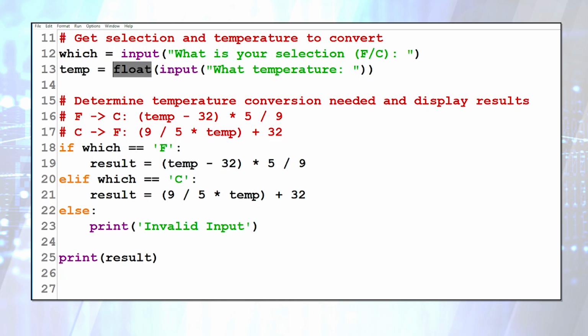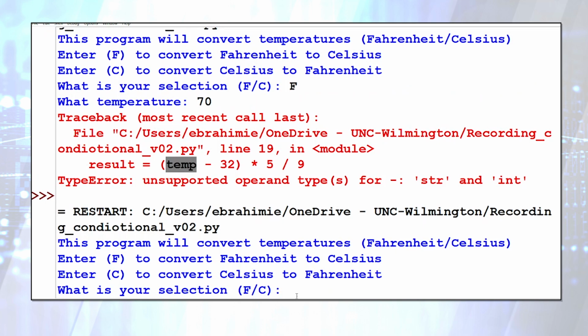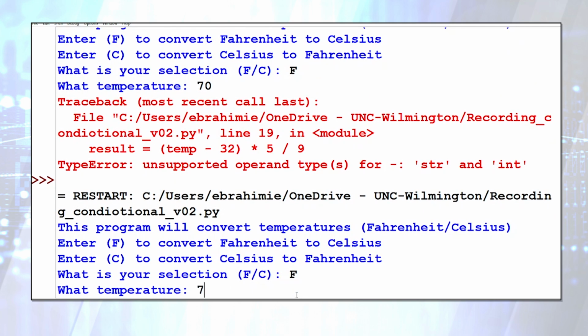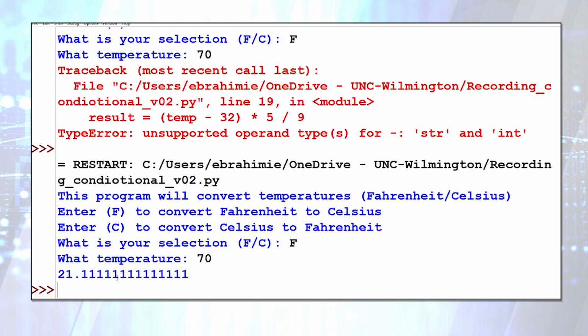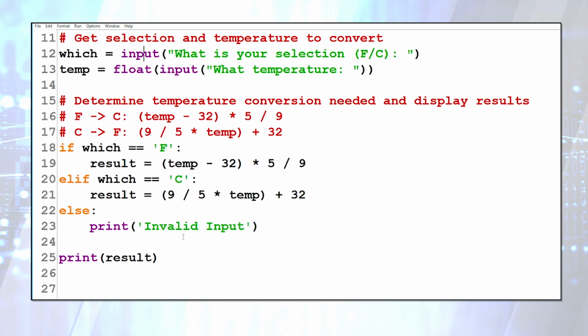So I'm going to convert that to float, but we are going to keep the selection as a character, as a string, because we are looking for a character. We want to have F or C, so we are going to keep it a string type and not convert this one. So let's run again, F, the temperature, we are going to put 70, and then here we go. So we have 21. So 70 degrees in Fahrenheit is going to be 21 Celsius, okay? So you're going from Fahrenheit to Celsius.